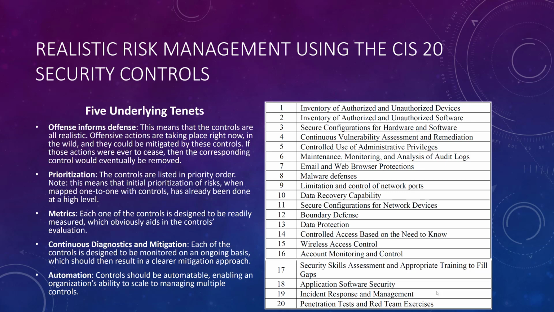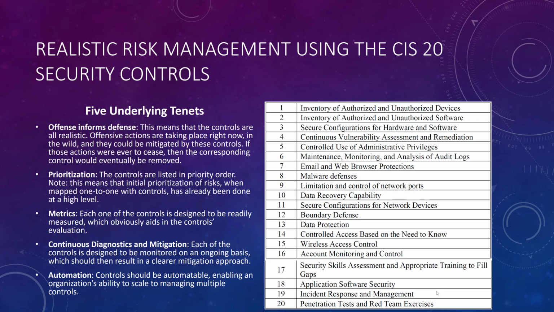All right, when we're looking at the 20 security controls, first of all, there they are. They're over there on the right side of the screen, and they have their 5 underlying tenets that govern these. The first of which is that offense informs defense. That means you should be looking at the environment, see what's really taking place, and then using controls to combat that. And if you have a control in place and it's no longer applicable, there's no longer a threat that those controls are helping mitigate, then eventually you're going to remove that control from your environment.